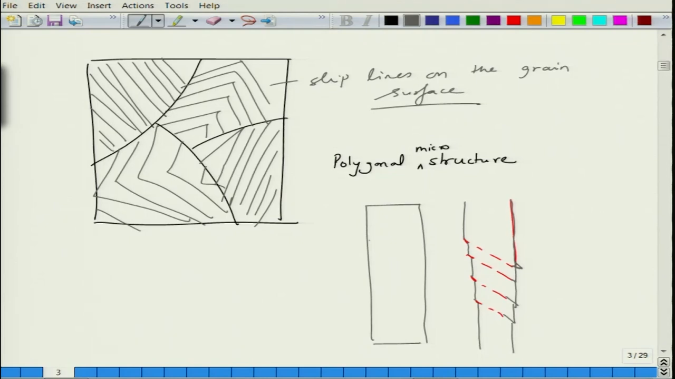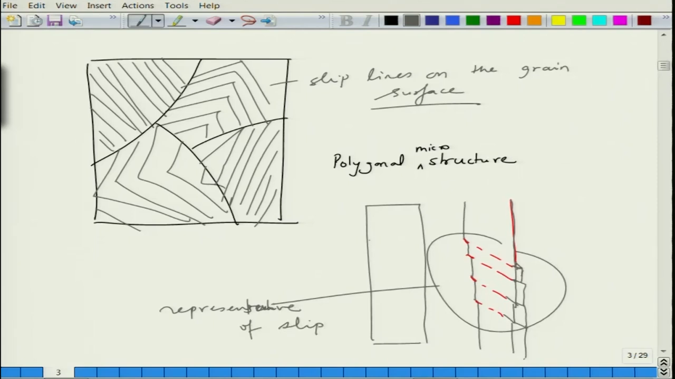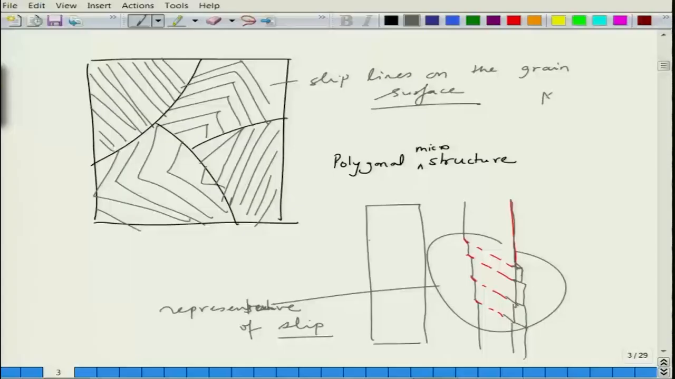These steps on the surface are representative of slip. This can be examined experimentally; one can see the slip lines on the surface using microscopy. So, the way you can examine this is using microscopy to observe slip lines.